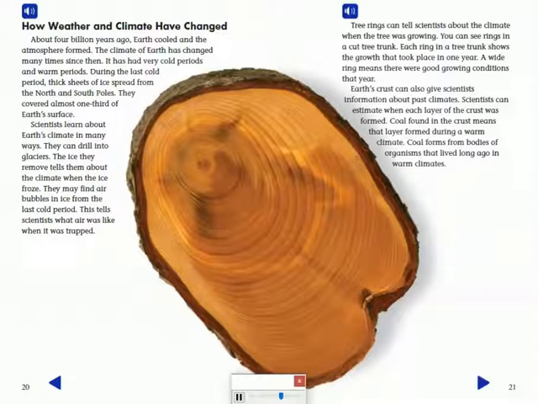Scientists learn about Earth's climate in many ways. They can drill into glaciers. The ice they remove tells them about the climate when the ice froze. They may find air bubbles in ice from the last cold period. This tells scientists what air was like when it was trapped.